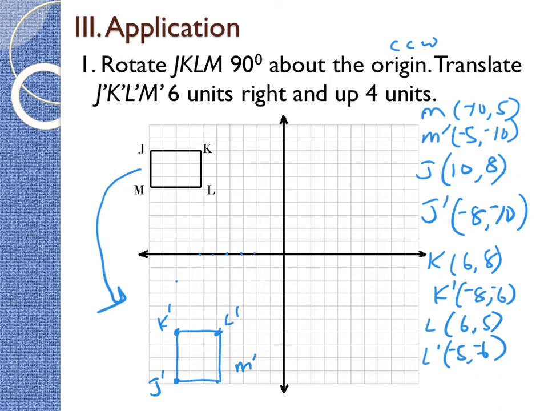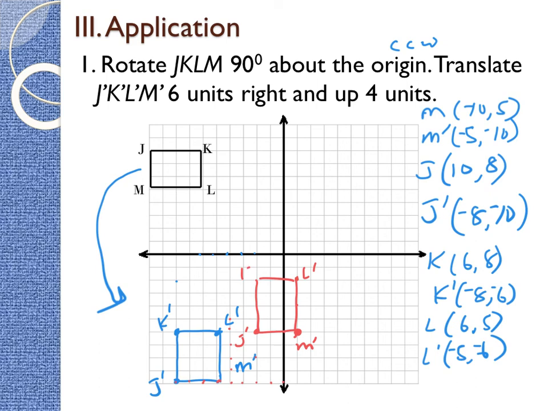Now I'm going to take each one of those, and I'm going to translate each one 6 right, 4 up. So if I start with M, 1, 2, 3, 4, 5, 6, 1, 2, 3, 4. And that's going to be M prime. J, 1, 2, 3, 4. No, I went 6 right. 4, 5, 6. 1, 2, 3, 4. There's J prime. L, we're going 6 right, 4 up.